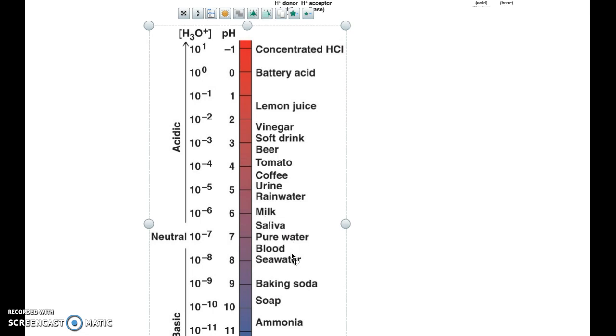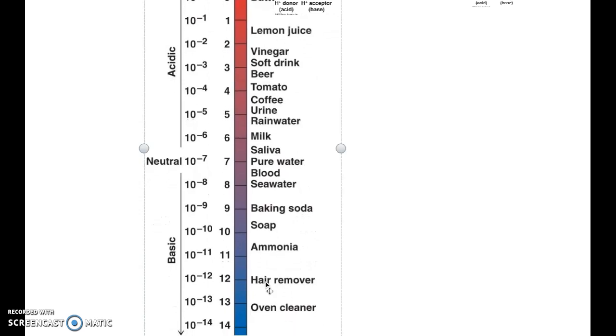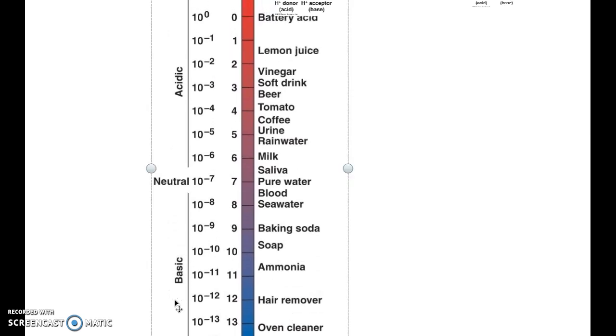Then going down the basic side, your blood is slightly basic, 7.35 to 7.45, so just slightly. And seawater, interestingly enough, is almost about the same concentration. All right, baking soda comes a little farther. Soaps that we use, ammonia, hair removers getting to be a pretty strong base, oven cleaners getting pretty strong. Chlorine would be down here and they're very strong.